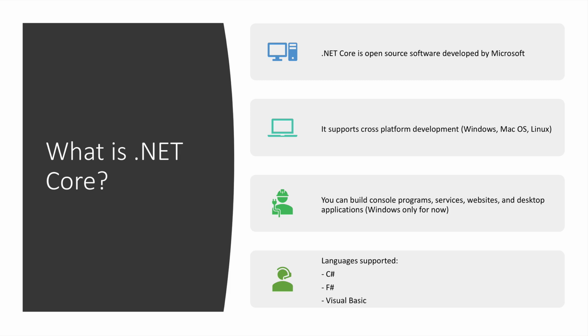You can build console programs, services, websites, and desktop applications. However, you can only develop desktop applications for Windows right now. So it's the only platform that supports that desktop Windows type of development. However, this may change in the future, and as of the recording of this, the current version of .NET Core is 3.0. So it supports three different languages. It supports the C# language, which is the major language that is used by Microsoft. It supports F# and Visual Basic.